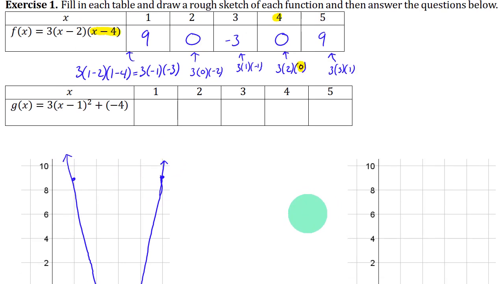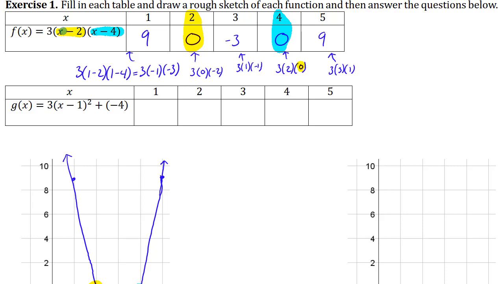And you can see the point 2, 0 is right here, and the 4, 0 is right here. And you notice that those show up when you make these two factors of the function 0.